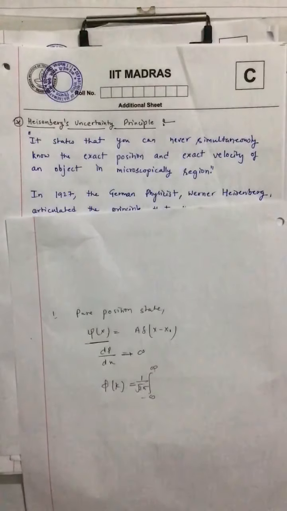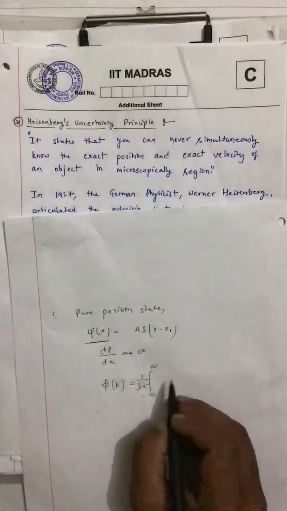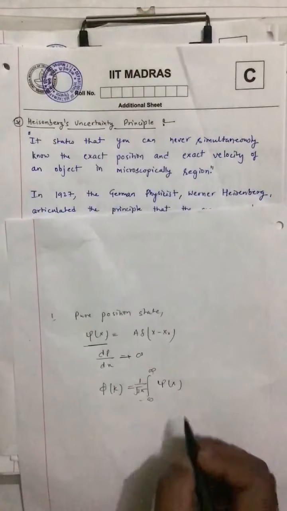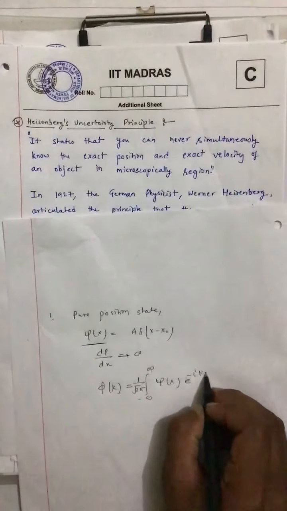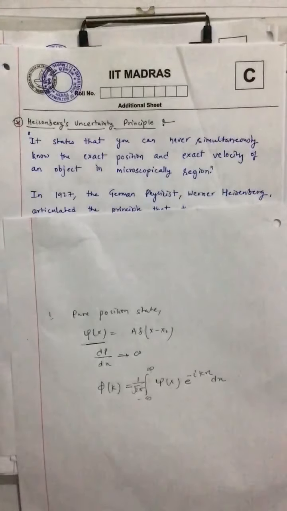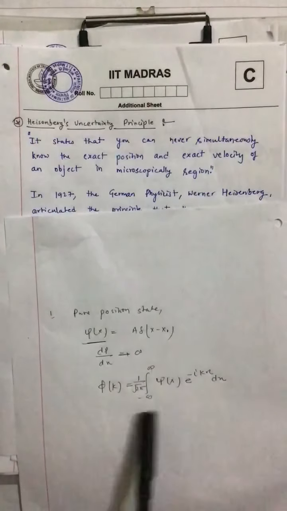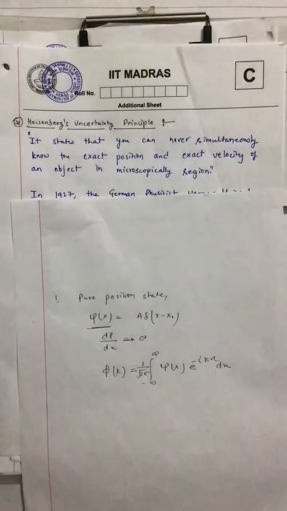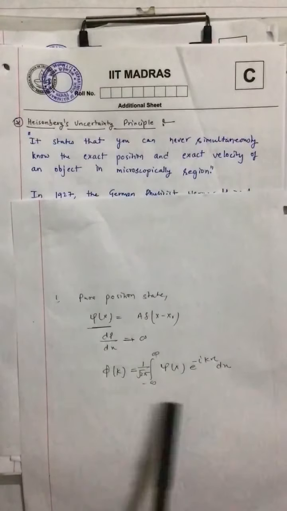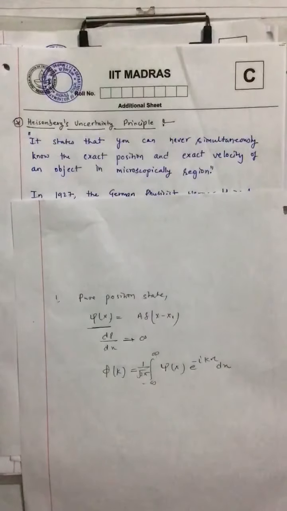Now the Fourier transformation is a kind of bridge which transforms one domain to another when both domains are inversely related to each other, right? So phi of k, the wave function in momentum space, we can find by using this Fourier transformation. When we use this delta function here, we find that there is maximum uncertainty in the momentum, because we have a pure position state. We cannot determine the momentum.